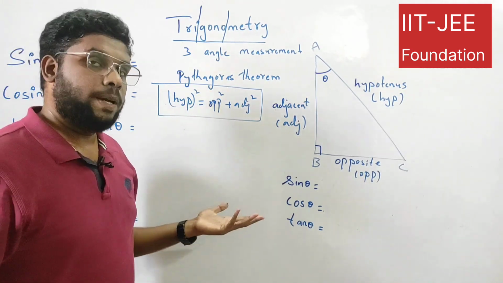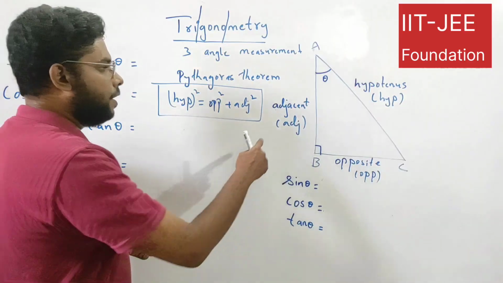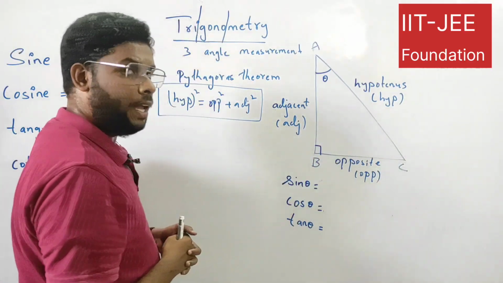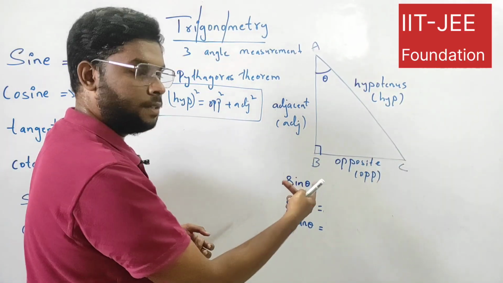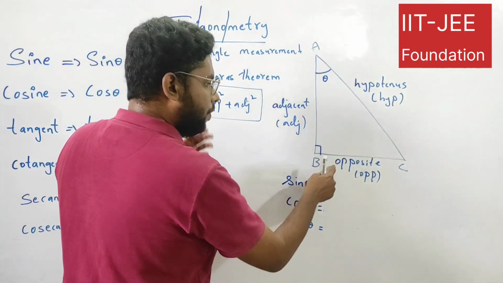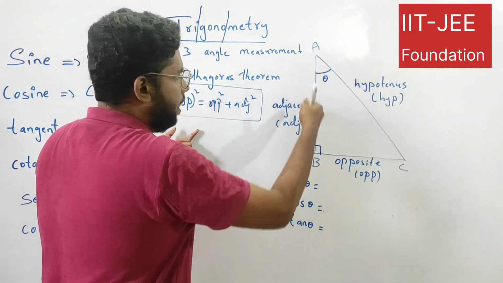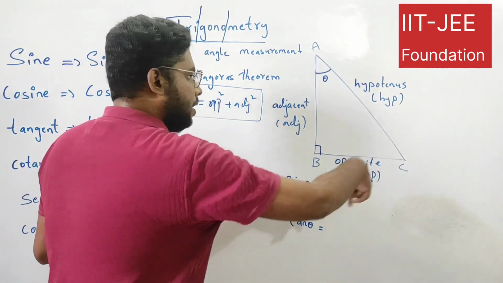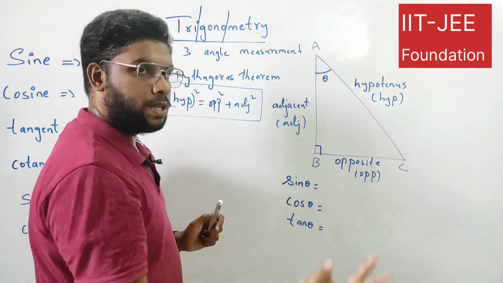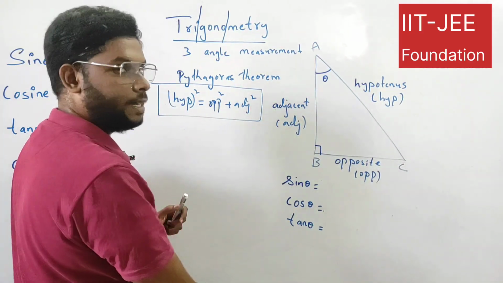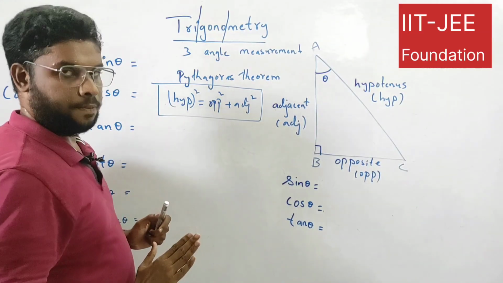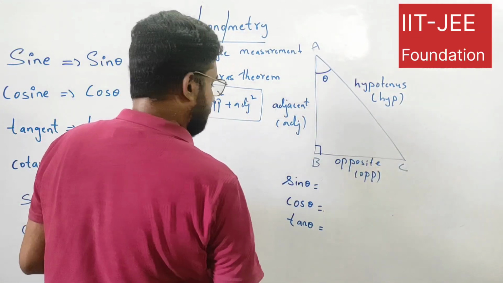So when to use the Pythagoras theorem? Here, look, we have three sides. If we know any two sides, for example, if we know opposite and hypotenuse, then with the Pythagoras theorem we will find the adjacent side. From three sides, if we know any two sides, we will find the third side with the help of the Pythagoras theorem. This is about the Pythagoras theorem.